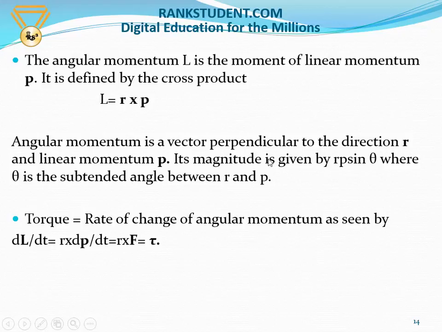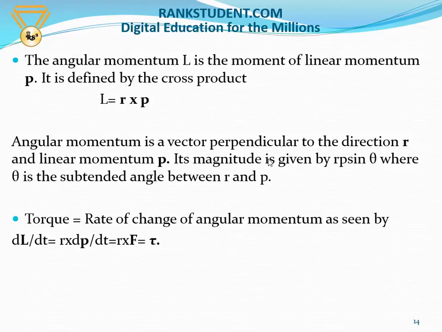The angular momentum L is the moment of linear momentum p. It is defined by the cross product L equals r cross p. Angular momentum is a vector perpendicular to the direction r and linear momentum p. Its magnitude is given by rp sine theta, where theta is the subtended angle between r and p.